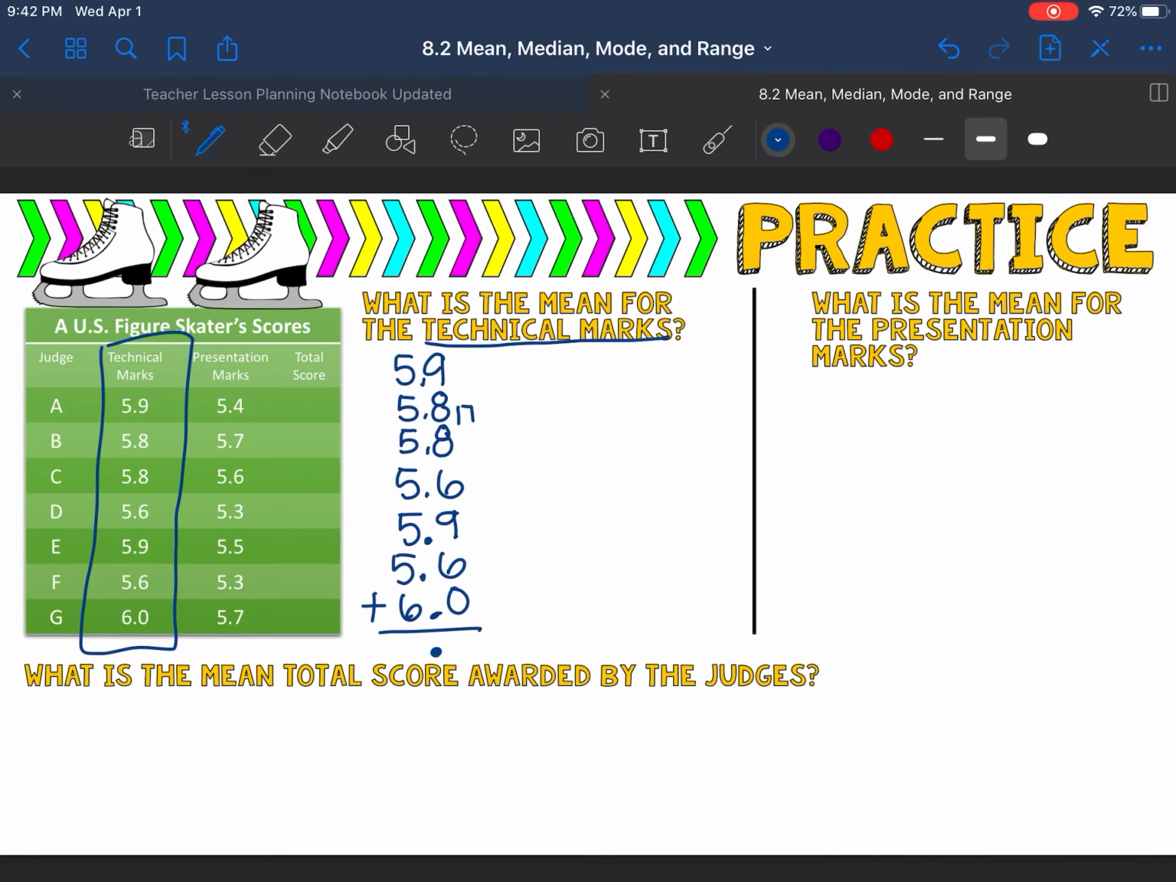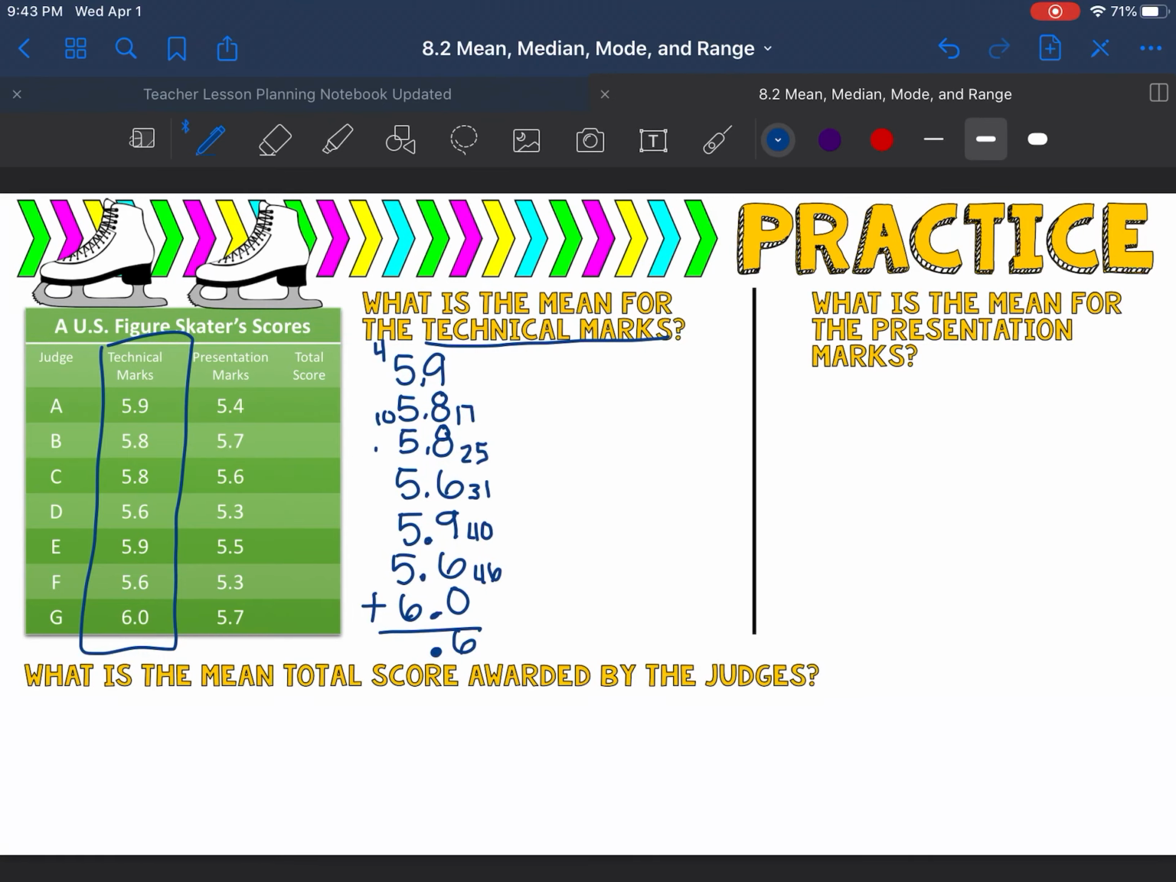9 plus 8 is 17. 17 plus 8 is 25. 25 plus 6 is 31. 31 plus 9 is 40. 40 plus 6 is 46. And 46 plus 0 is 46. So I'm going to drop my 6 and carry my 4. All right, I'm going to add my 4 in at the end. So I'm just going to add all my numbers and then add my 4.